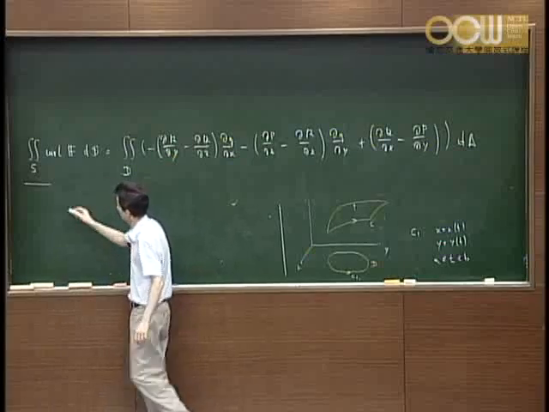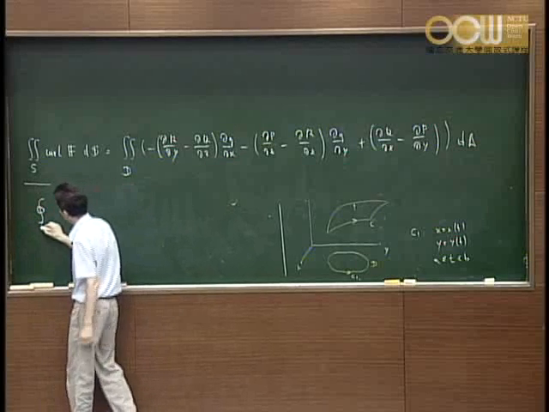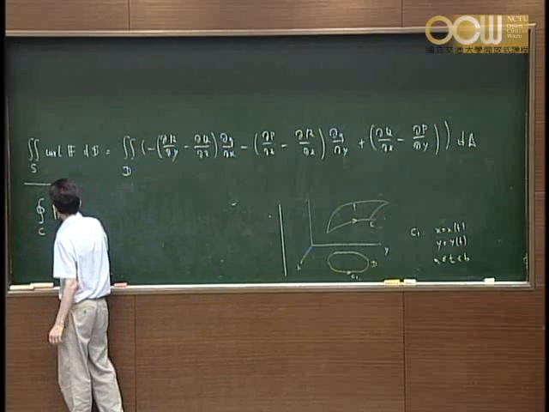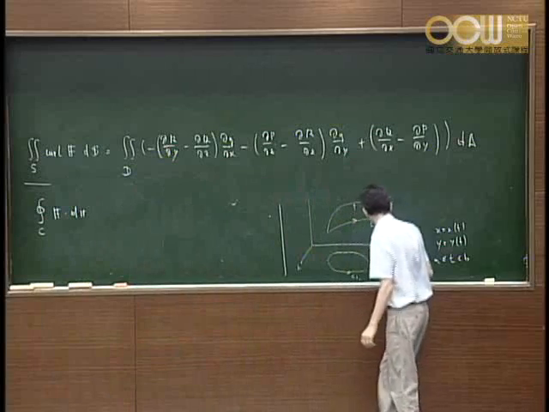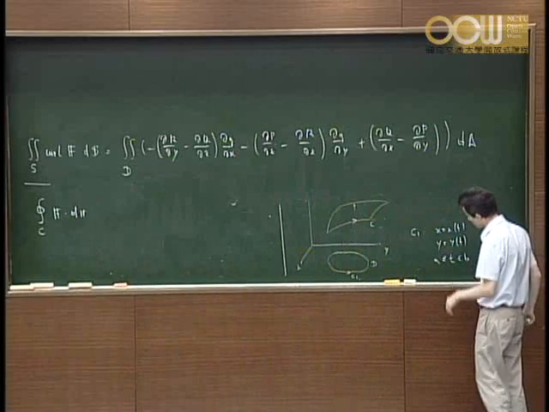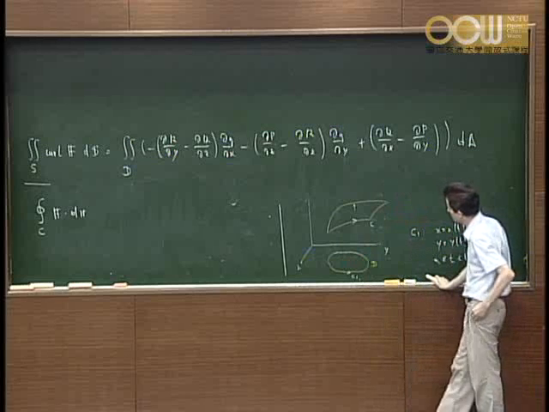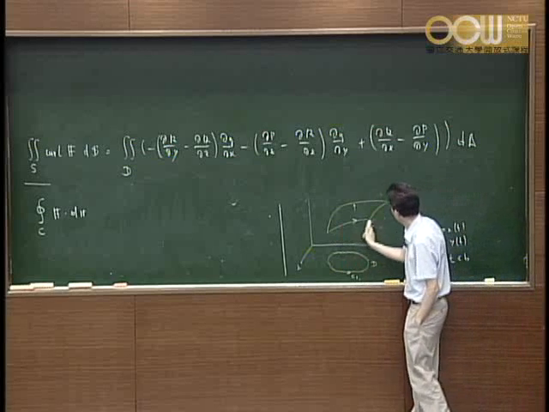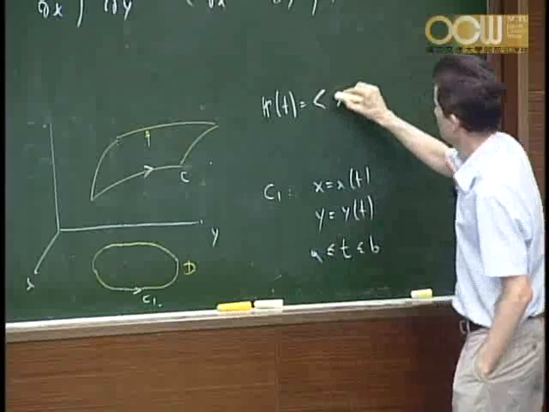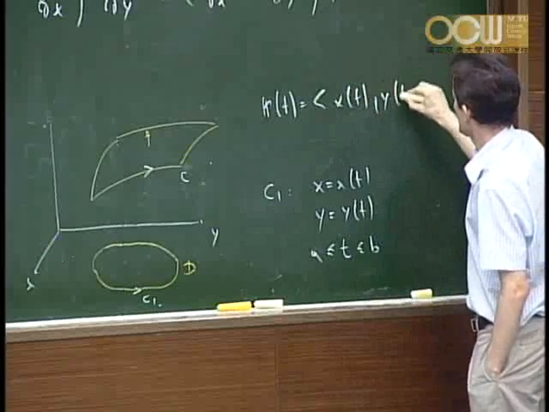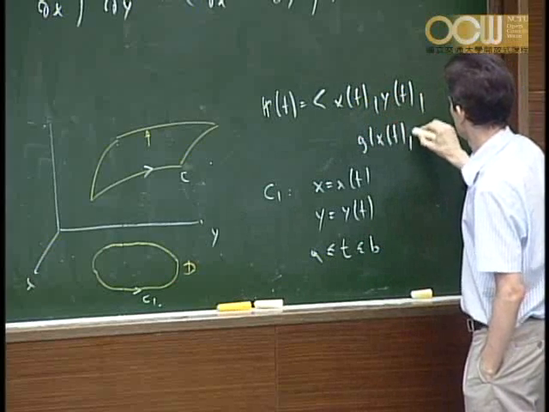So what was the left-hand side? The left-hand side is the line integral over C of F times dr. Now you see that if I choose this orientation for C1, then the parametrization of C would be given as r(t) equal to x(t), y(t), and the last one is then g(x(t), y(t)).